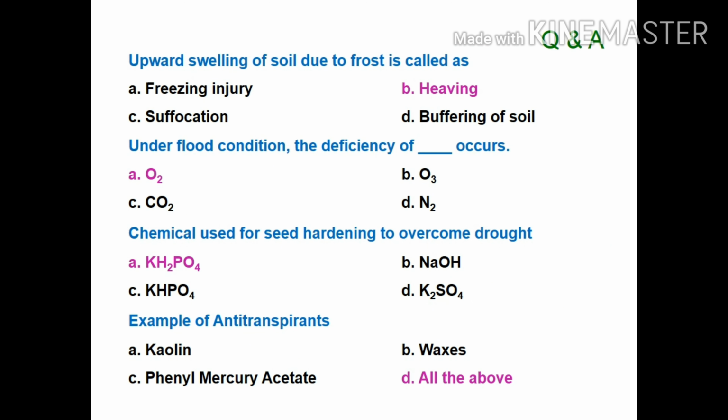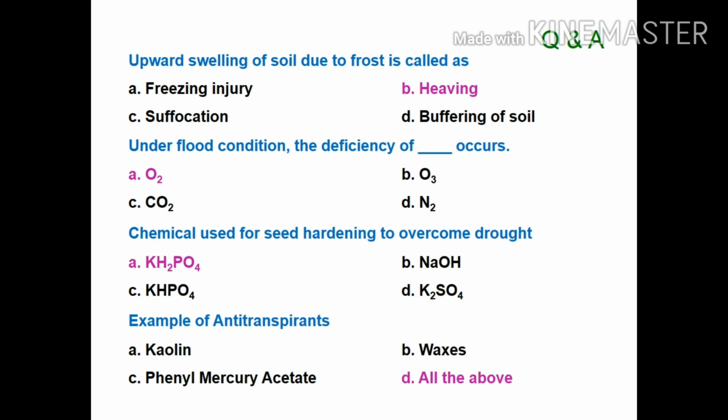The question and answer: the upward swelling of soil due to frost is called, the answer is heaving. Under flood condition, the deficiency of, the answer is oxygen deficiency occurs. The chemical used for seed hardening to overcome drought is potassium dihydrogen phosphate. That is the correct answer. Examples of anti-transpirants are kaolin, waxes, phenyl mercuric acetate. These are all correct answers. So the option for this question is D, all the above.